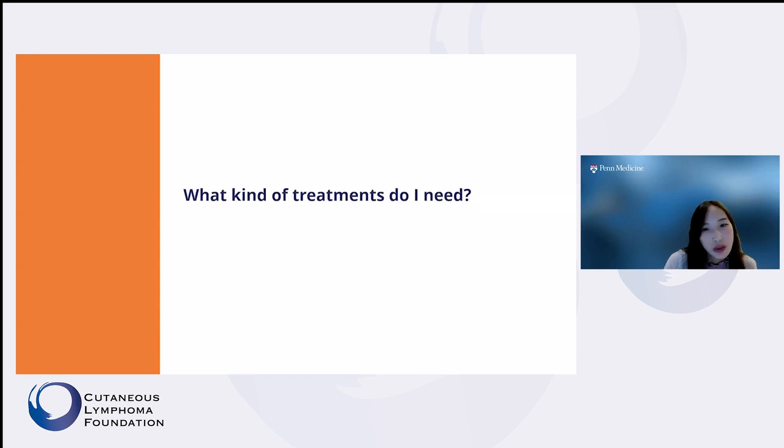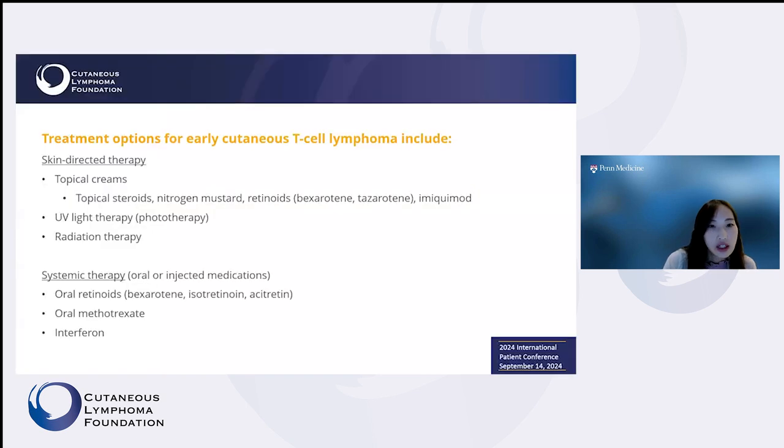So what kind of treatments do I need? It depends on your stage. Treatment options for early stage patients can involve skin-directed therapy, which is, I would say, the mainstay of treatment for early stage disease. This includes topical creams like topical steroids, and there are also creams like nitrogen mustard, retinoids, and imiquimod. You can also get UV light therapy, which is very helpful for early stage disease.